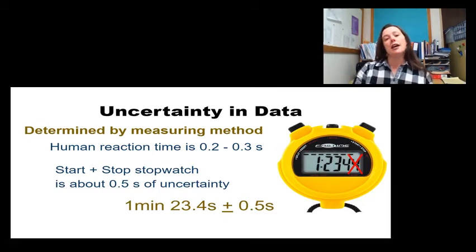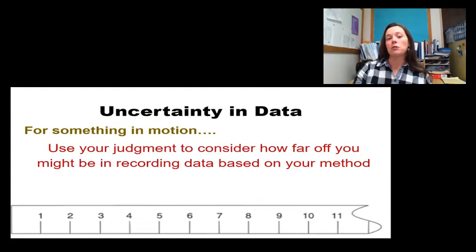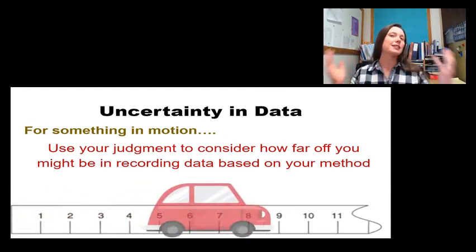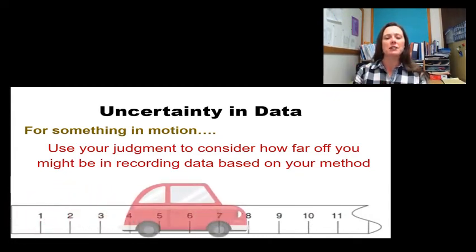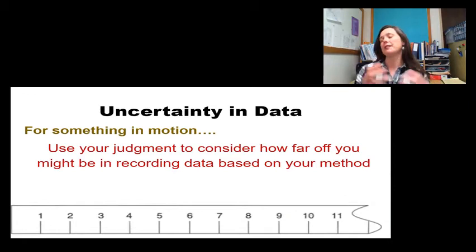The other thing that we'll see a lot in physics is we're measuring something that's moving, right? Physics is a lot about the study of motion. So we're measuring things that are moving all the time. And if you're trying to pinpoint the measurement in real time as something is happening, there are a lot of sources of error in that data. And you're going to have to use your judgment to consider how off you think you might be. So as you're watching this, do I think I might be off by a centimeter, even though this is a ruler that's marked to tenths of centimeters? Do I think I might be off by 5 centimeters, half a meter? Where do I think that I'm approximating between?